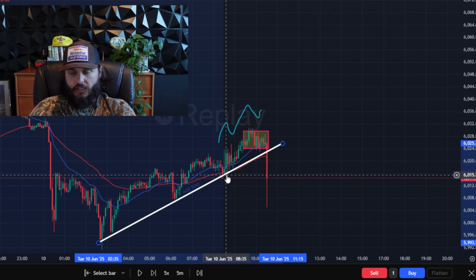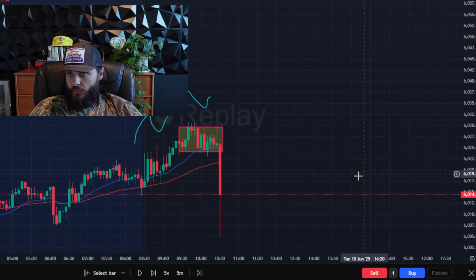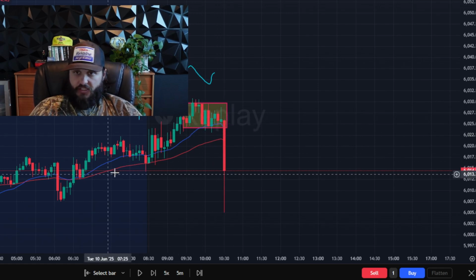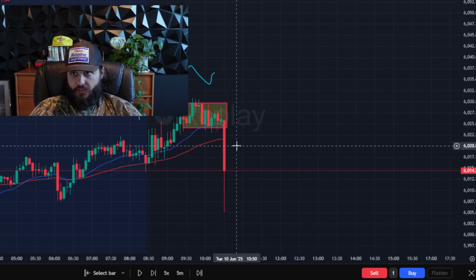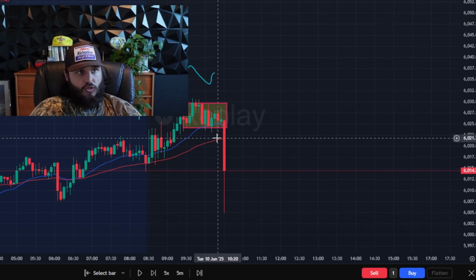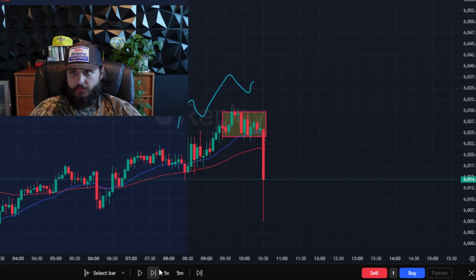We see aggressive downward pressure. I'm not going to take it. We have the EMA still pointing up. We have the EMA still crossed to the upside. We do see the EMA starting to point down, but that's normal because we see price down. So I'm not going to take this trade. I'm going to watch. I'm going to wait.